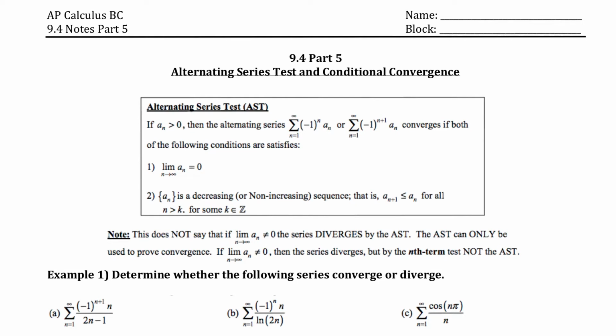Hi everyone! Today we're doing section 9.4, part 5. We're going to learn the alternating series test, and then we're going to define conditional convergence, which will be a new thing.